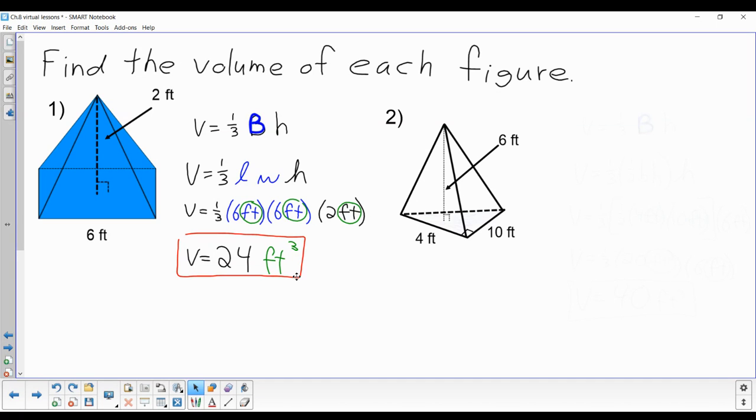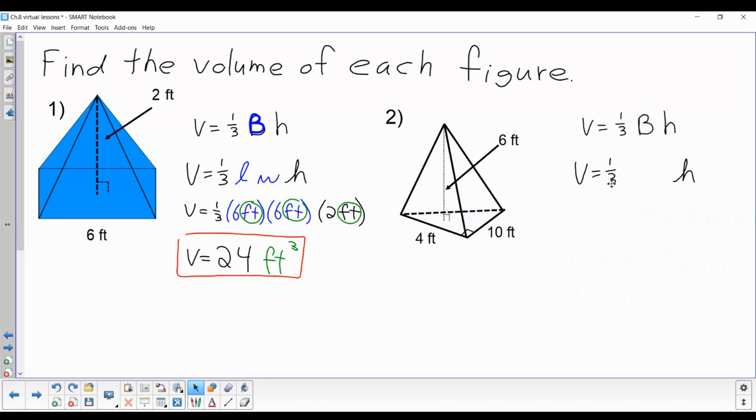For problem number 2, we have a triangular pyramid. When finding a volume of a triangular pyramid, it's done the same way as all pyramids and all figures that have formulas. First, we write the formula. Volume is equal to 1/3 times the area of the base times the height. Now, because this is a general formula and I want the more specific formula, I'm going to adjust.